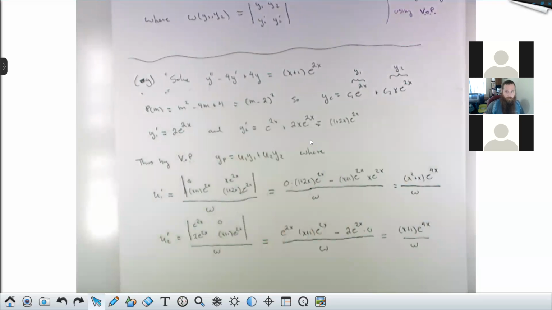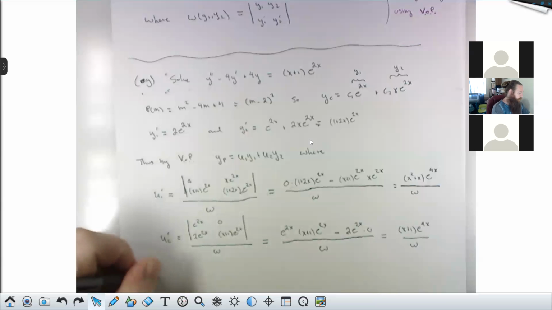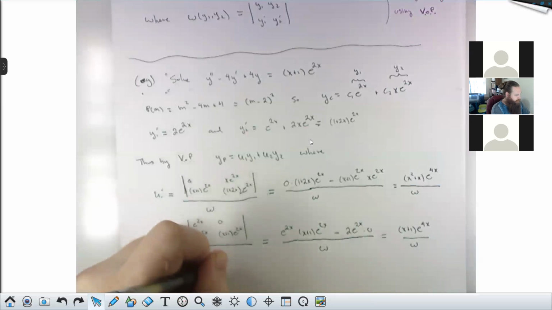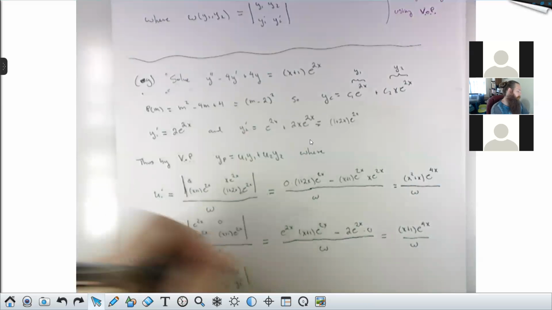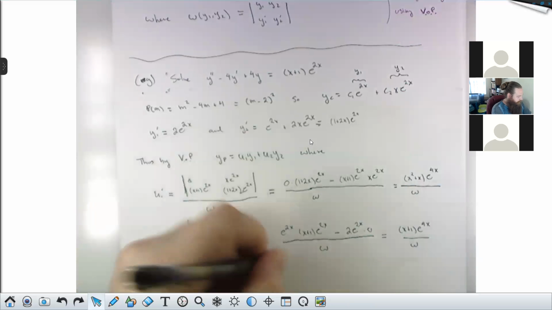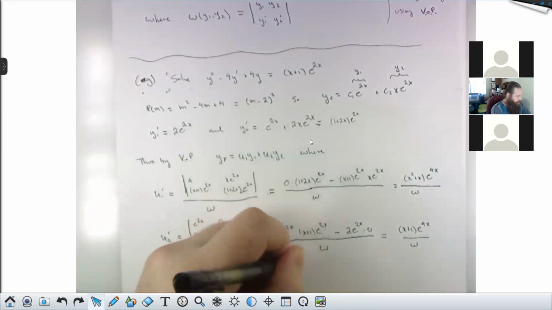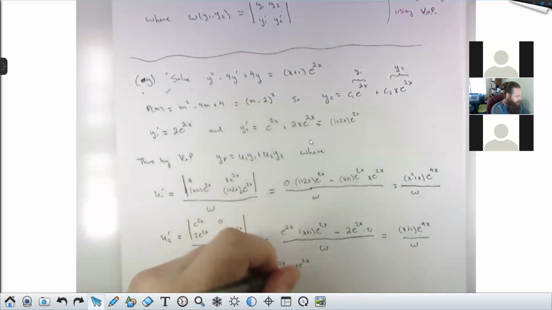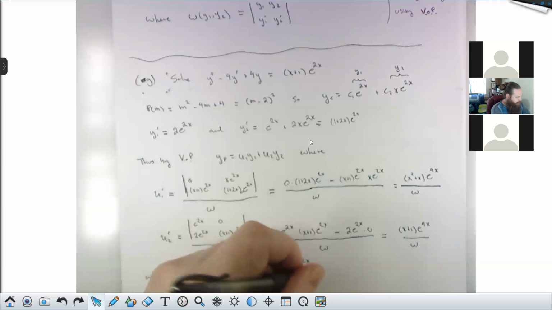So you've got your formulas for u1 prime and u2 prime. We're going to plug in for the Wronskian W, and then we're going to try to integrate. So this is all where W is the Wronskian of y1 and y2, which is y1, y2, y1 prime, y2 prime, which is that determinant of e to the 2x, x e to the 2x, 2 e to the 2x, 1 plus 2x e to the 2x.